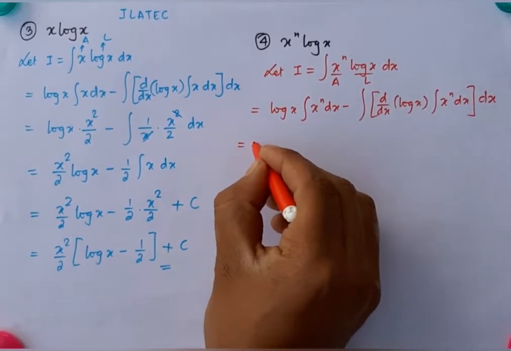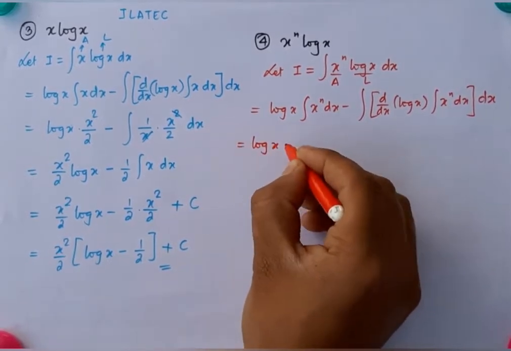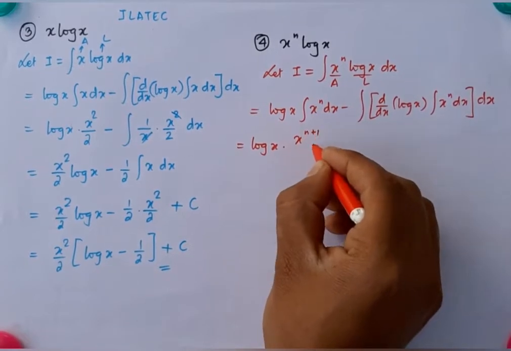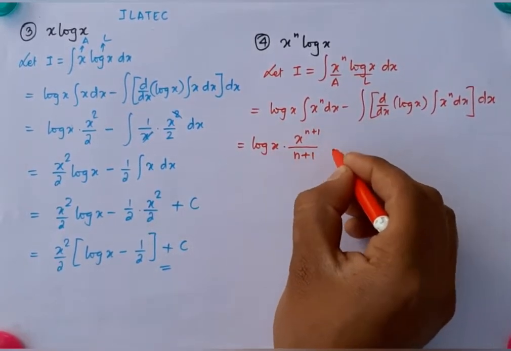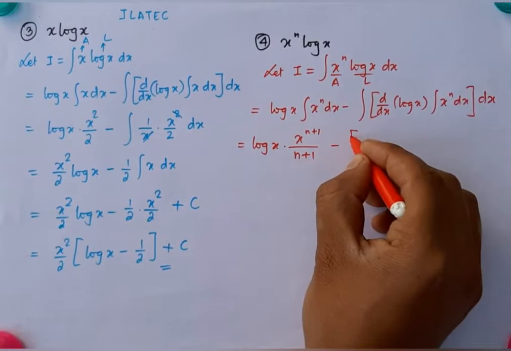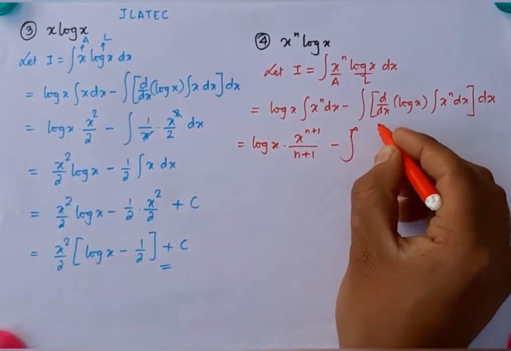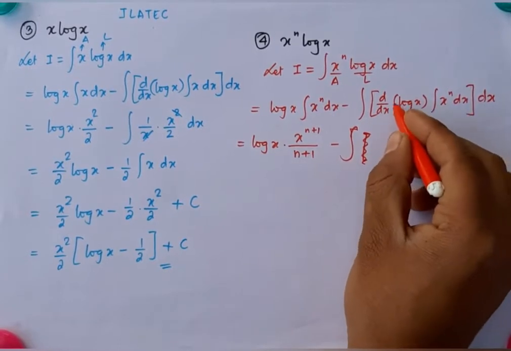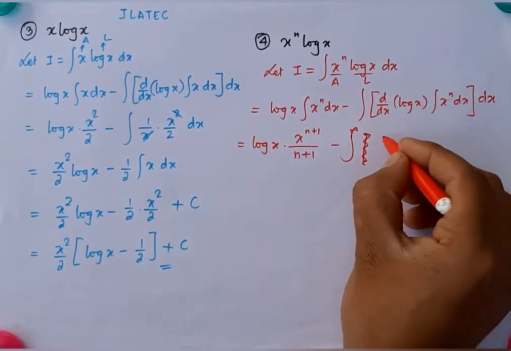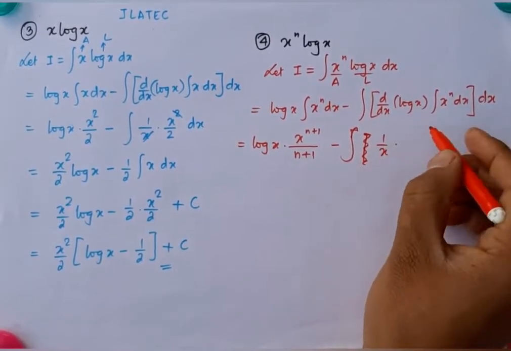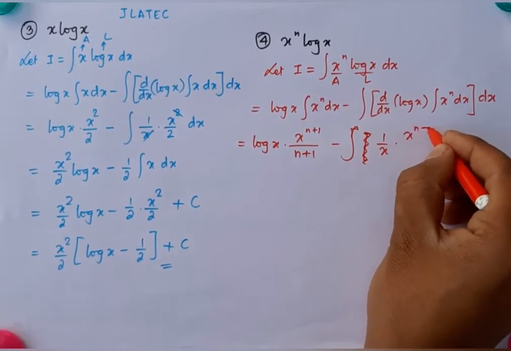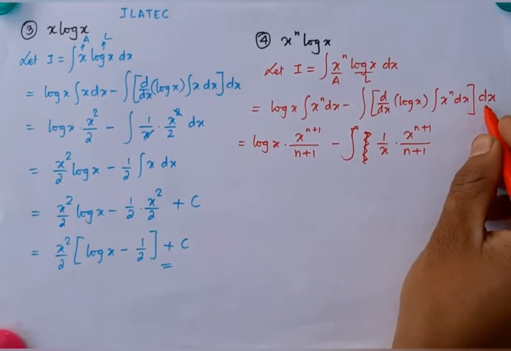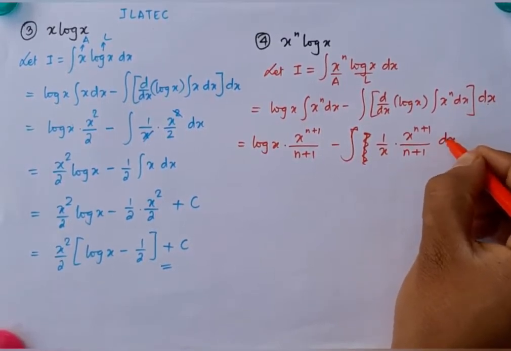Okay, so we have log x to the power n. The integral of x to the power n is x to the power n plus 1 divided by n plus 1. So we have the integral sign first, and then 1 by x, since the differentiation of log x is 1 by x, into, as usual, x to the power n plus 1 divided by n plus 1, and we have dx again, isn't it?